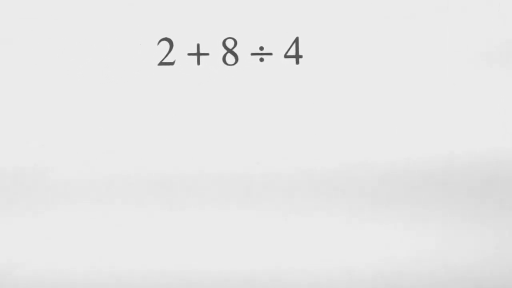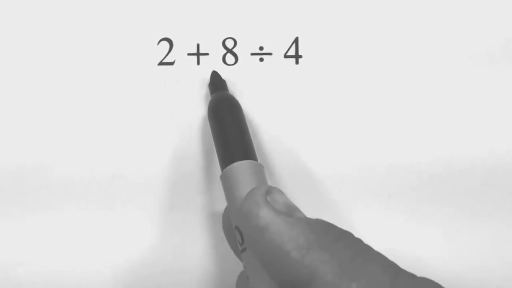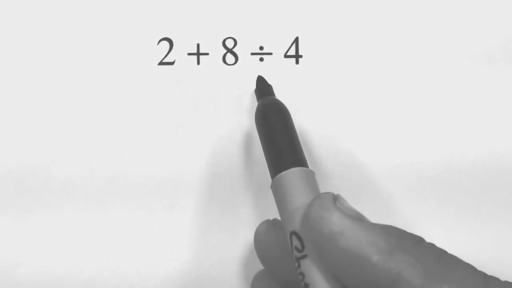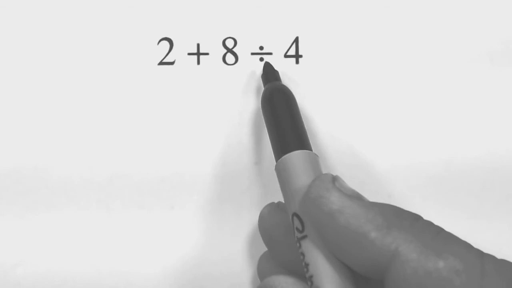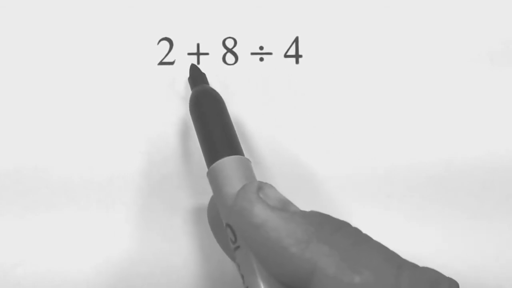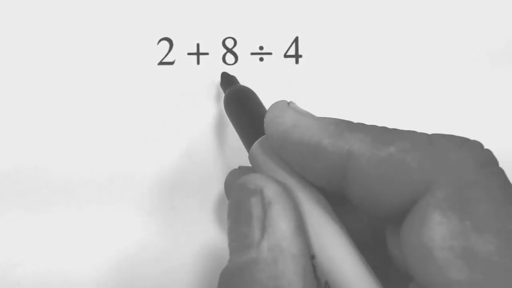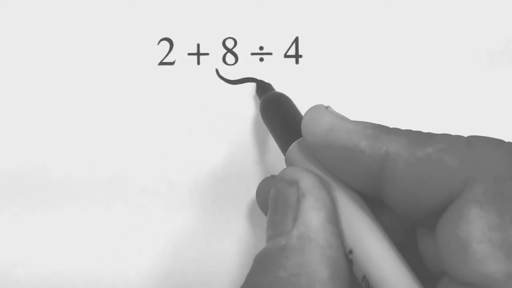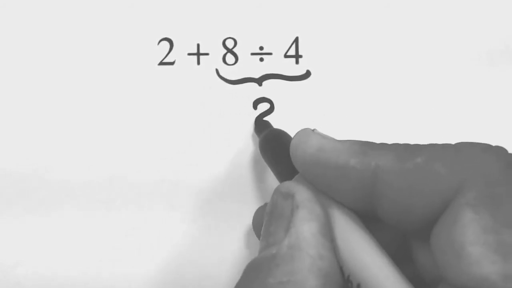Okay, well, let's look at another candidate here. Here we have an addition, 2 plus 8 divided by 4. Well, multiply and divide is higher than add and subtract, so we'd have to do the division first here. 8 divided by 4 is 2.